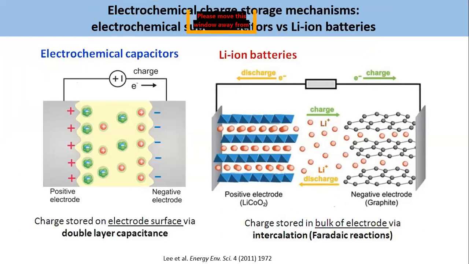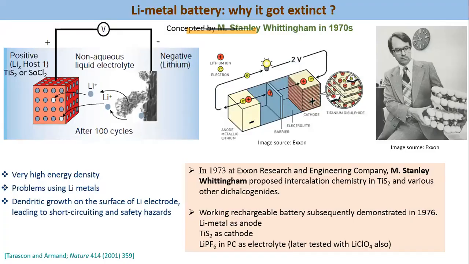If you look at the example of graphite, which is a very common negative electrode, like an anode material, lithium ions get stored within the graphene layers. Okay, so now let's move to why lithium. Before commercializing the lithium-ion battery, there was the lithium metal battery.